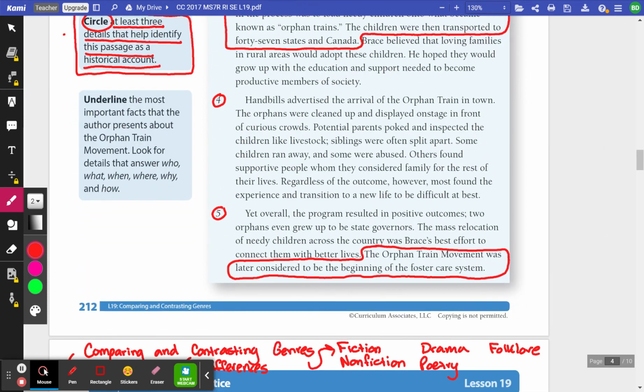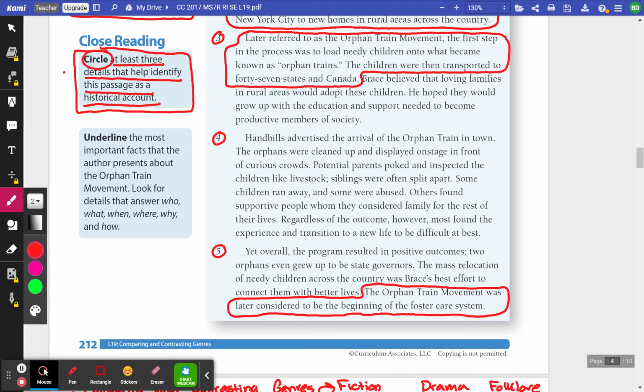So the last thing I circled was at the very end of paragraph 5, and it says the orphan train movement was later considered to be the beginning of the foster care system. So this one is really important because it lets us know what the orphan train movement led to in the future. A lot of historians consider the orphan train movement to really be where foster care got its roots. So, like I said, this detail is super important to us knowing that this is a historical account.